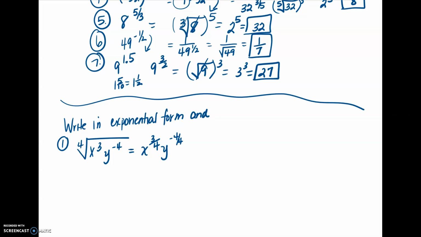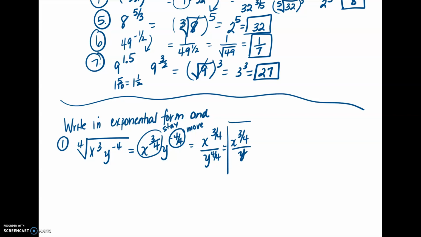Okay? And when we do that, we have x to the 3/4. This is going to stay, right? There's no negatives there, but this is going to move to the bottom. So when we do this, this becomes x to the 3/4 over y to the 4/4. And 4/4 is equivalent to 1. So we get x to the 3/4 over y. That is our answer.